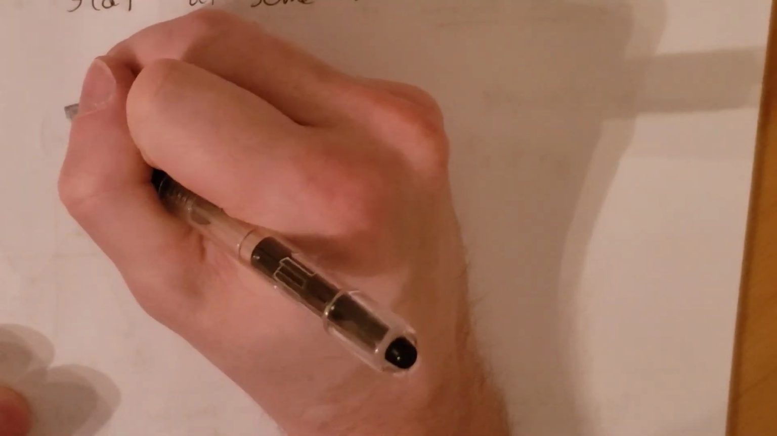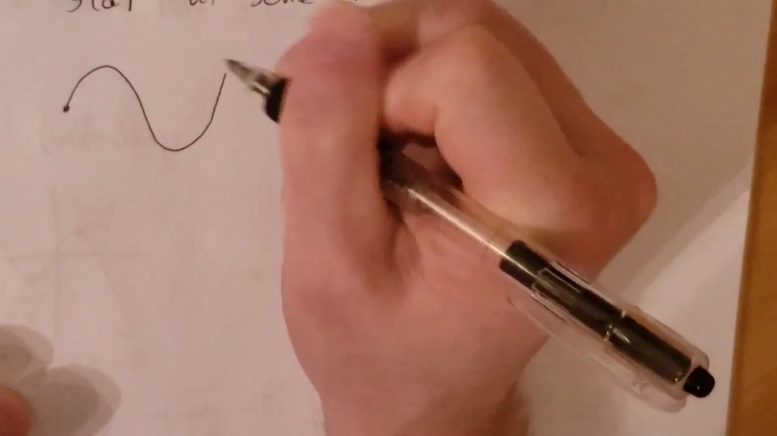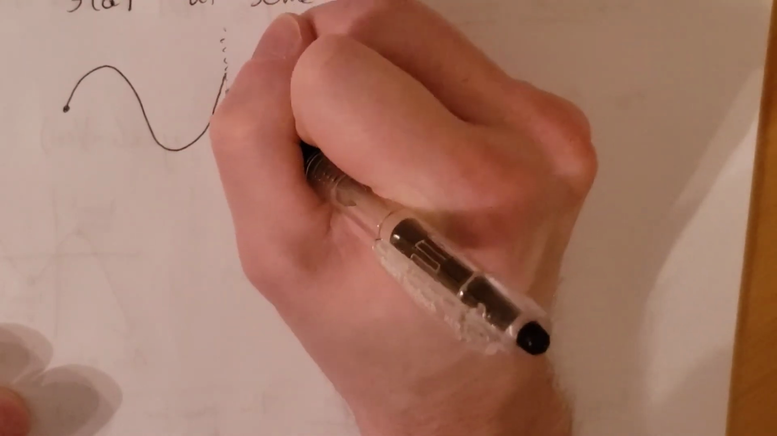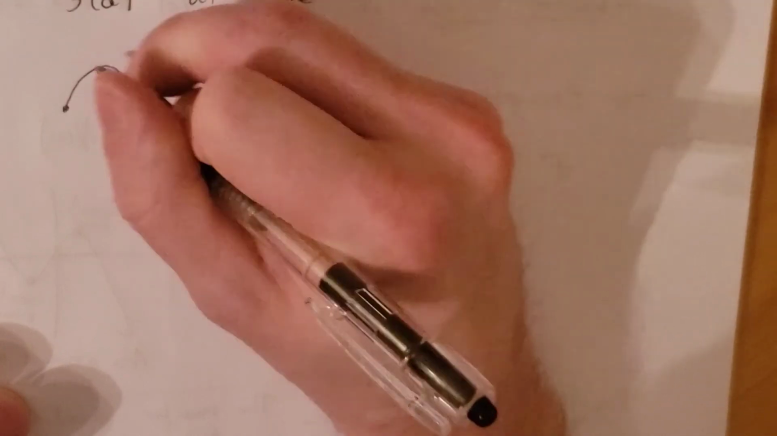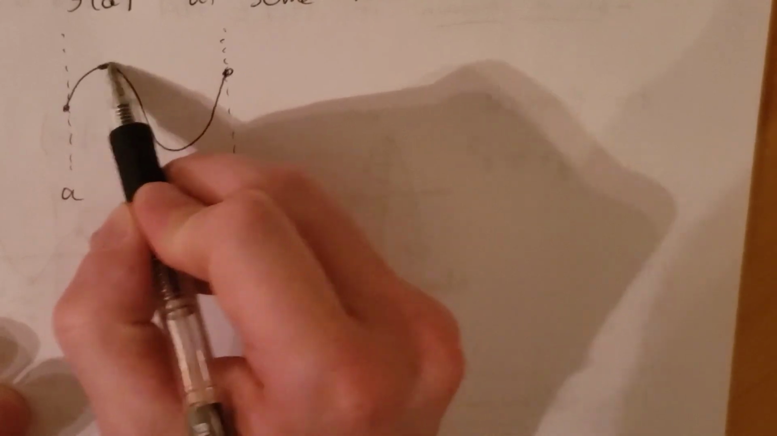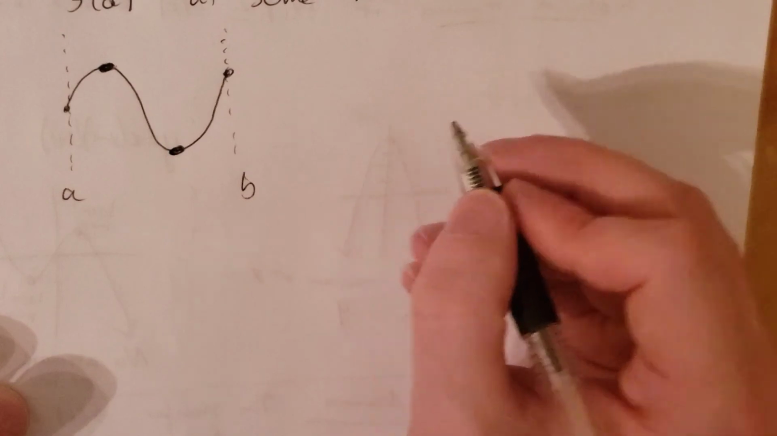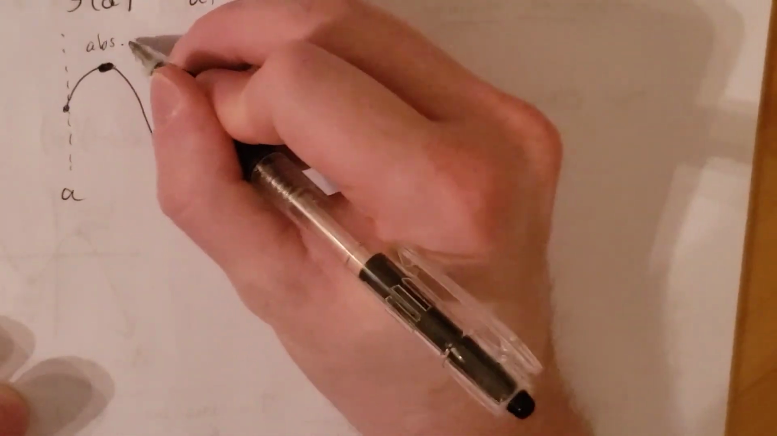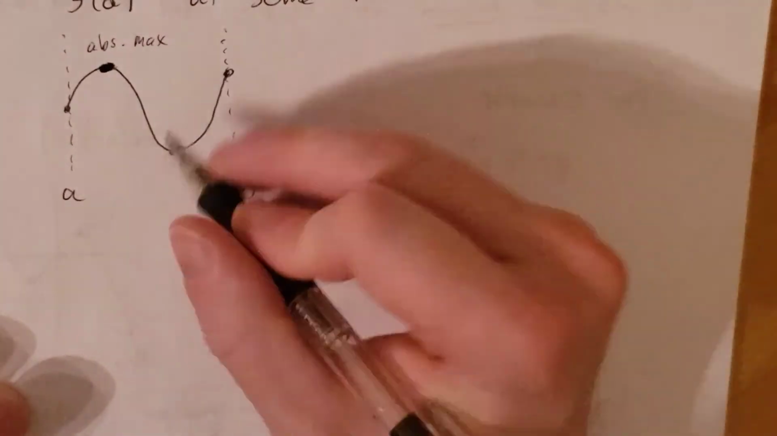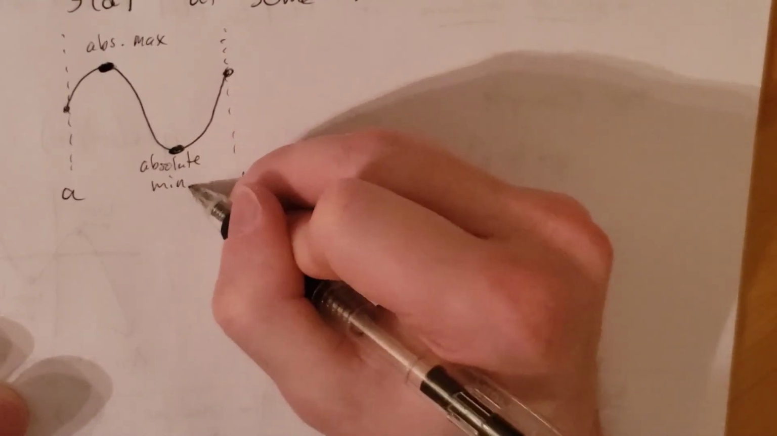So let's suppose we have a function that looks like this, and we have a closed interval here between some values a and b. If the picture looks like this, our absolute maximum, it looks like, is over here, and our absolute minimum is here. So we get an absolute max at this point and an absolute minimum at this point.